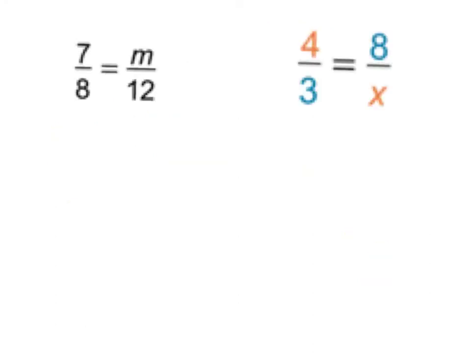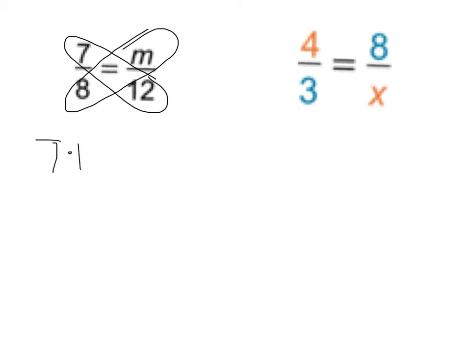Alright, when you're solving a proportion, we're going to do something that's called cross multiply. First of all, a proportion is basically two different fractions. When we cross multiply, we're going to circle the numbers or letters that are diagonal from each other. So 7 and 12, and 8 and m. We're going to take 7 times 12 and set it equal to 8 times m.